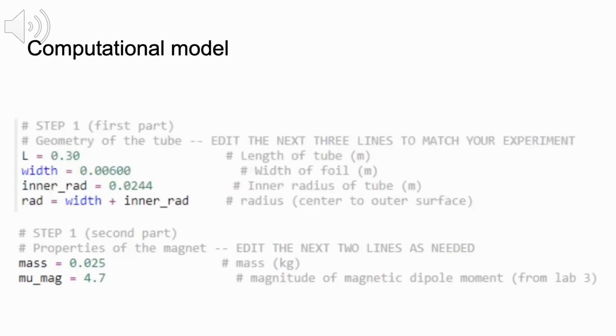In step 1, we input all of our initial measurements, which is the length, width, inner radius, and radius. The mass of the magnet was 0.025 kilograms, and the mu mag was re-entered as 4.7. This is because the value from lab 3 was inaccurate.